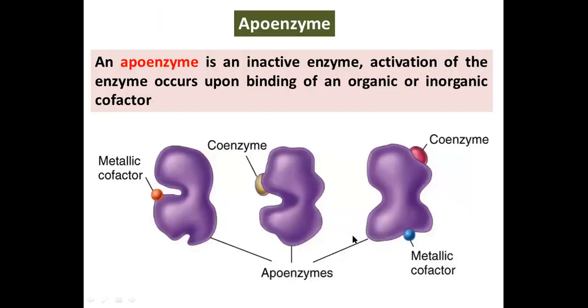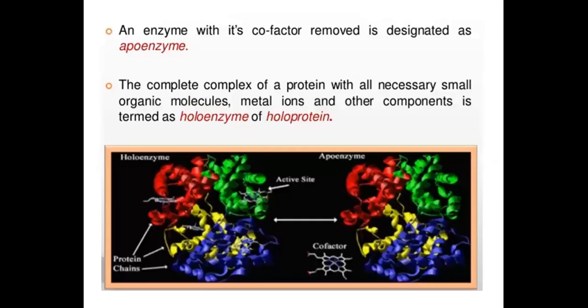What is an apoenzyme? Here the apoenzyme is an inactive enzyme. Activation of the enzyme occurs upon the binding of organic and inorganic cofactors. So this is an apoenzyme. Here metallic cofactors and coenzymes are present. Upon binding of the cofactors, inorganic and organic, activation will start. Only when they bind will activation begin.